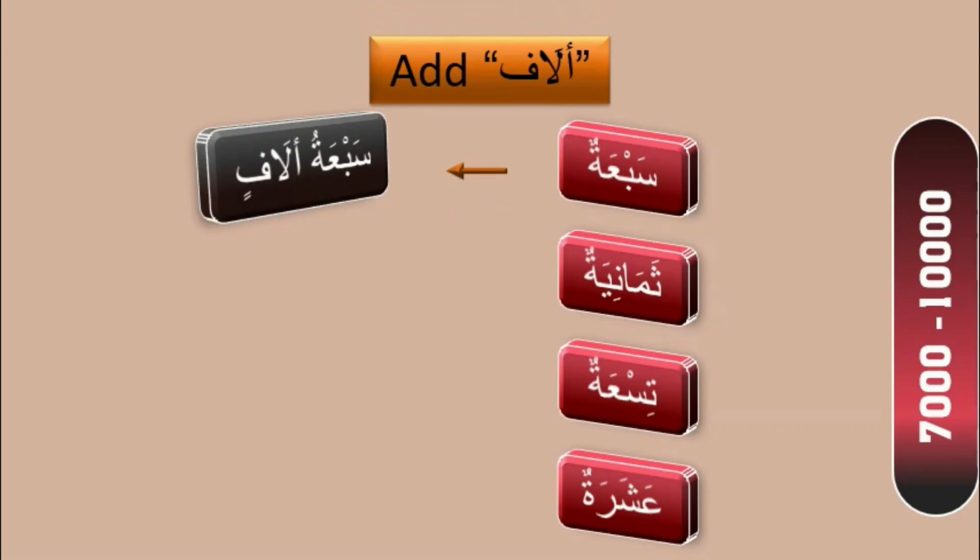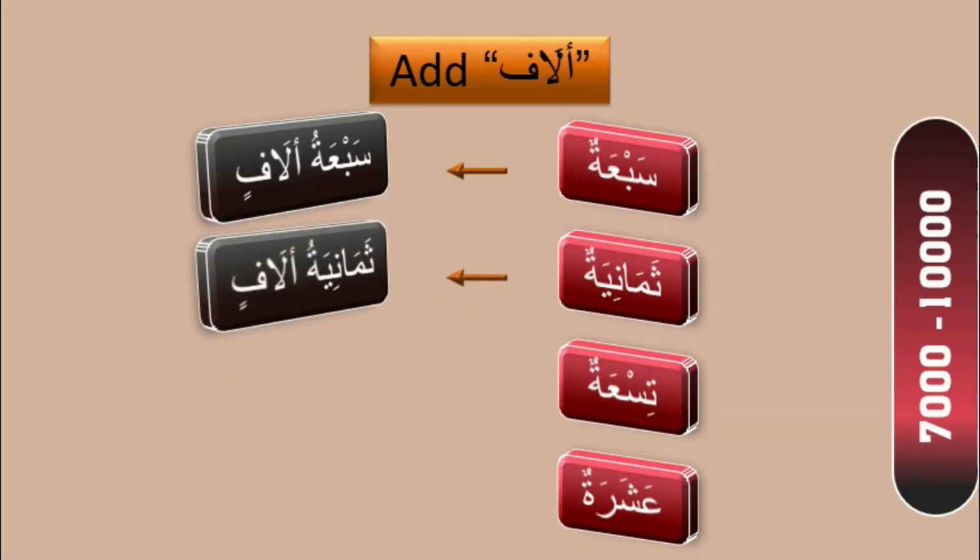Sab'atun 7, sab'atu alafin 7000. Thamaniyatun 8, we add alaf, we get thamaniyatu alafin. Thamaniyatun 8, thamaniyatu alafin 8000.